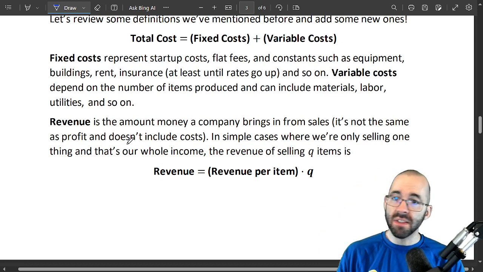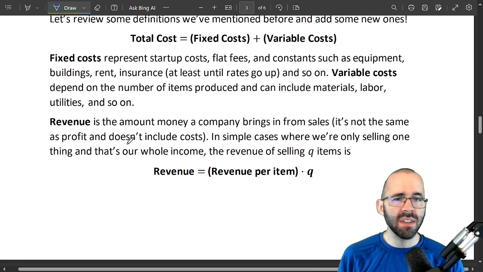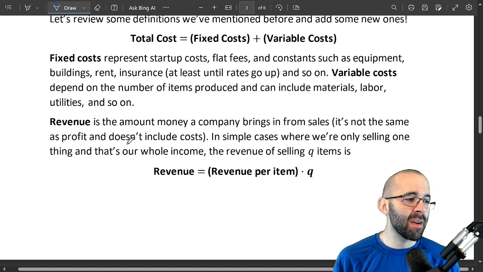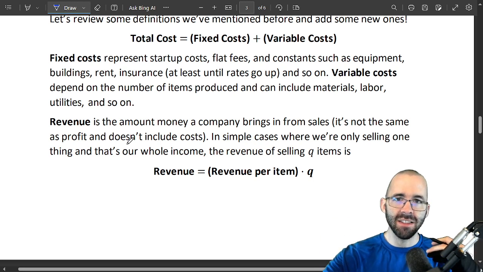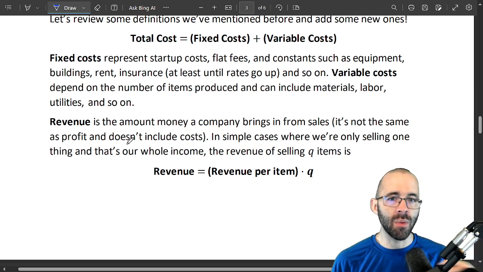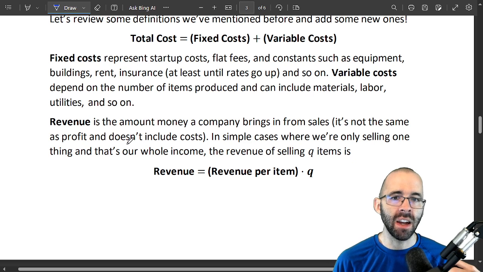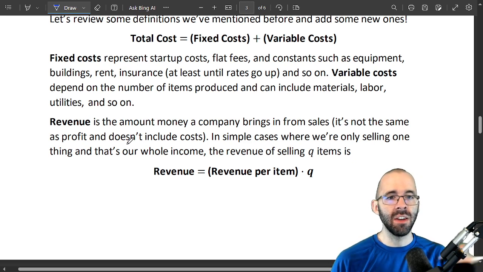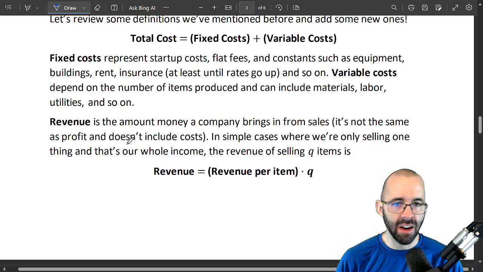Revenue is not the same as profit. Profit's going to be the difference between what we're bringing in and the costs that we're paying out. Revenue is just what we're bringing in. Okay? Revenue is just what's coming into us. It's not how far we are ahead.